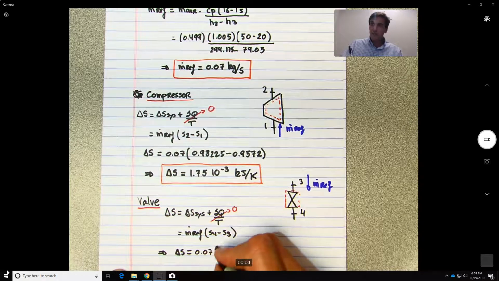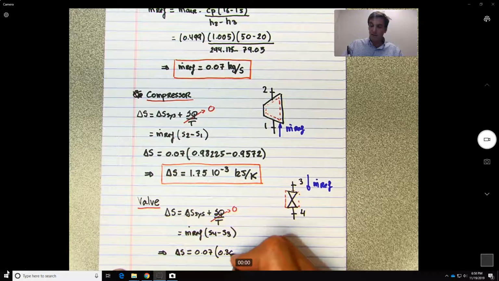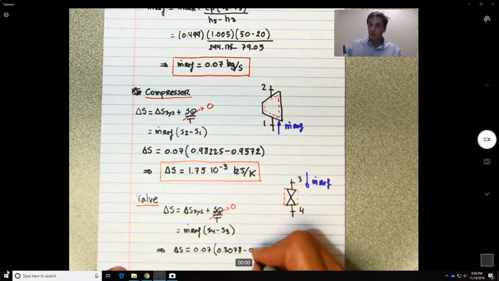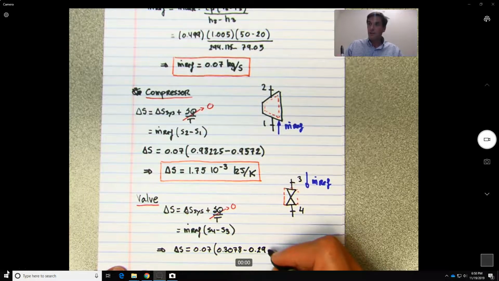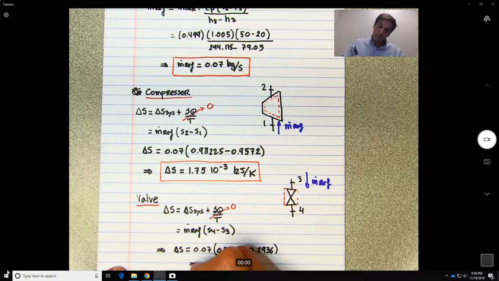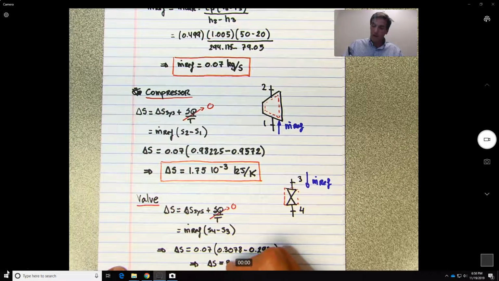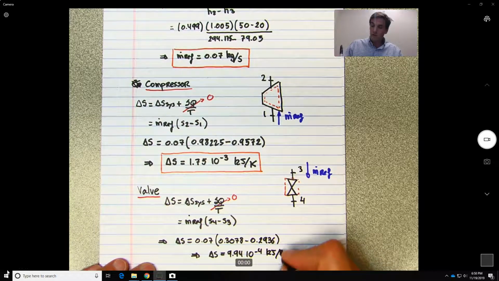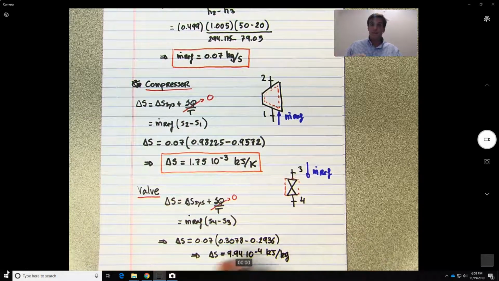0.07 times 0.3078 minus 0.2936, which gives you that the change of entropy throughout the valve is equal to 9.94 × 10^-4 kilojoules per degree Kelvin.